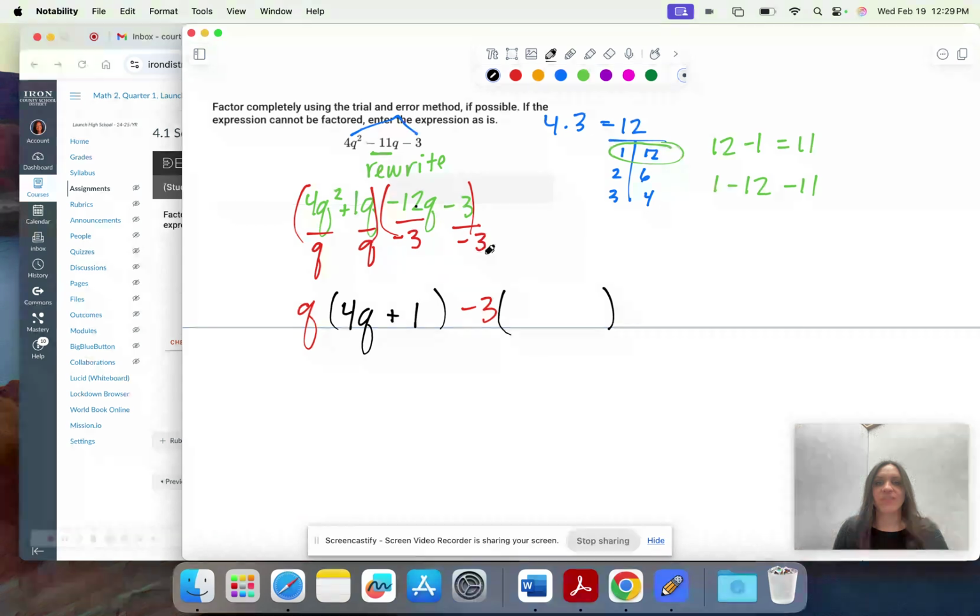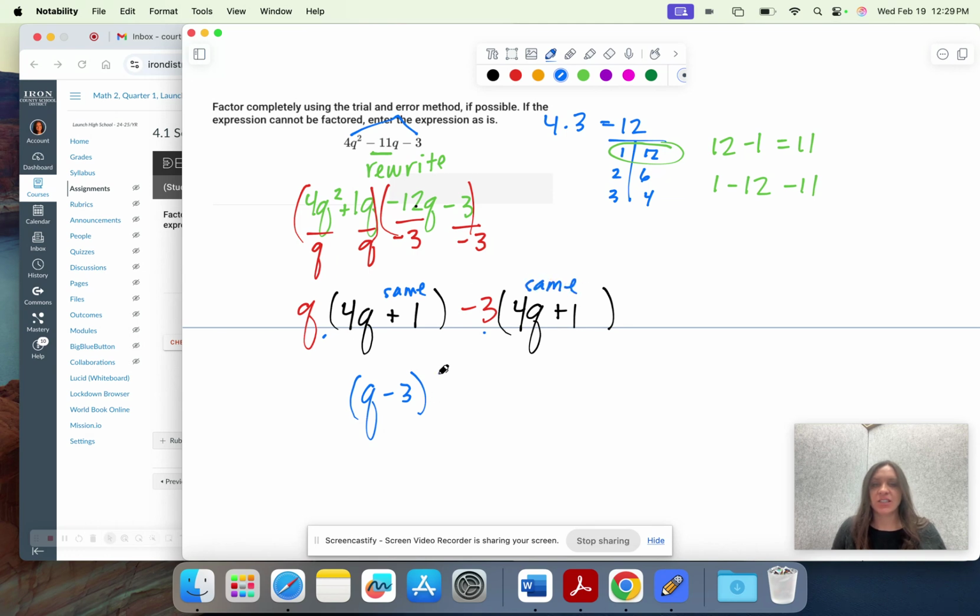Okay, negative 12 divided by negative 3 is positive 4q. Negative 3 divided by negative 3 is positive 1. So remember, our factored form is what we took out, and then this one that we see twice is our second factor.